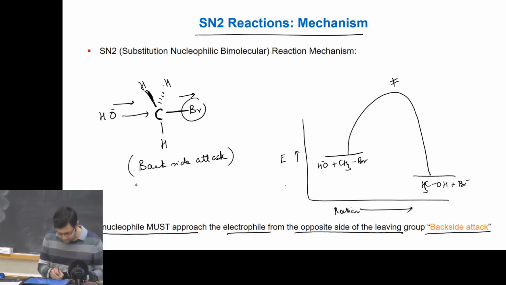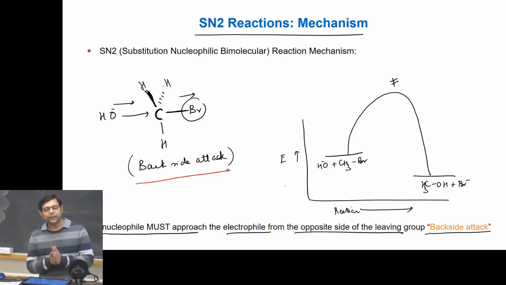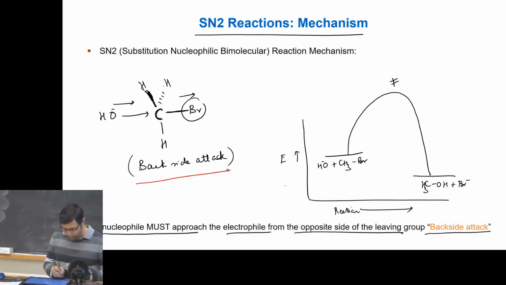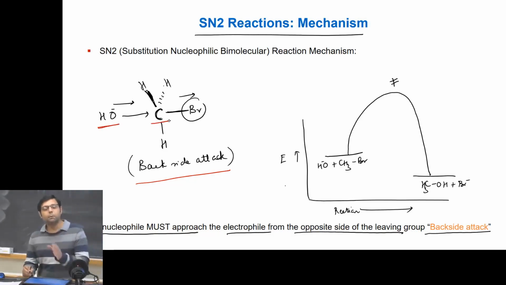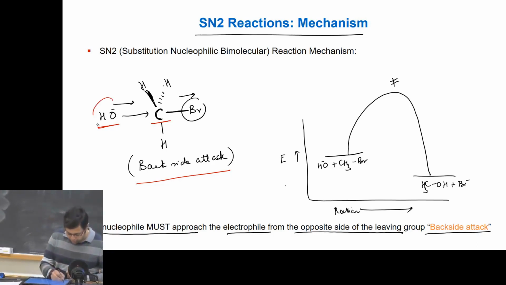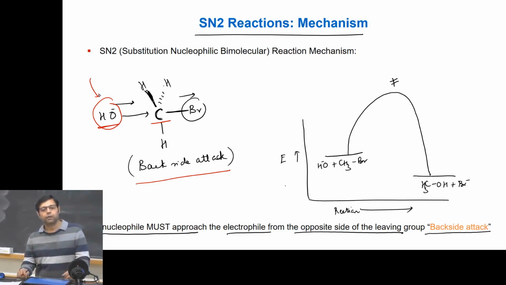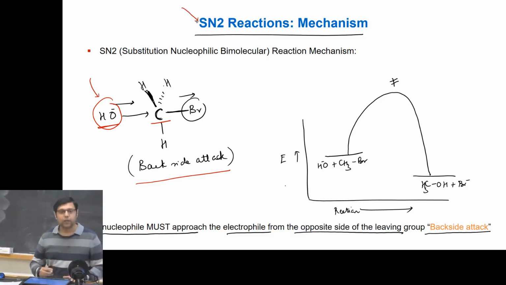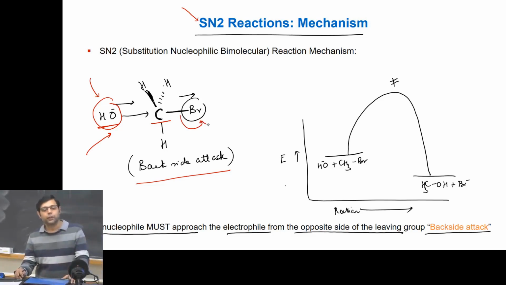And the reason this is required is because the best overlap of orbitals required to form the new bond between the nucleophile and the carbon is only possible if the nucleophile approaches from the backside. So always keep in mind, in an SN2 reaction, the nucleophile should approach from the opposite side or the backside of the leaving group. All right.